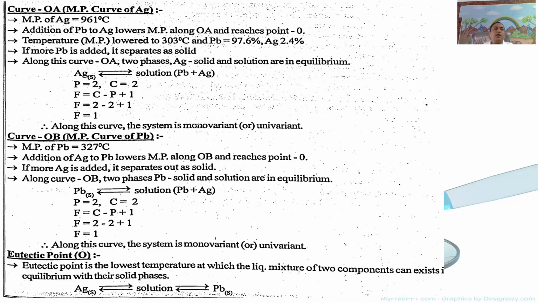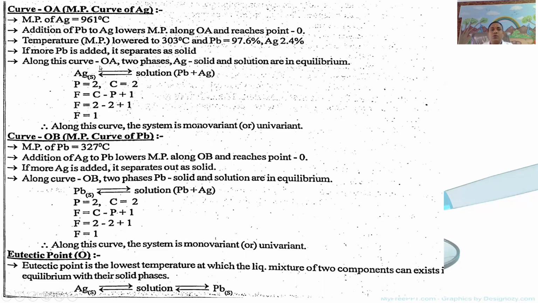of the silver-lead system, curve OA is the melting point curve of silver. Here, point A shows the melting point of silver, 961 degrees centigrade. Addition of lead to the silver lowers the melting point along OA and reaches point O. The melting point is lowered to 303 degrees centigrade, with lead 97.6% and silver 2.4%. If more lead is added, it separates as solid.